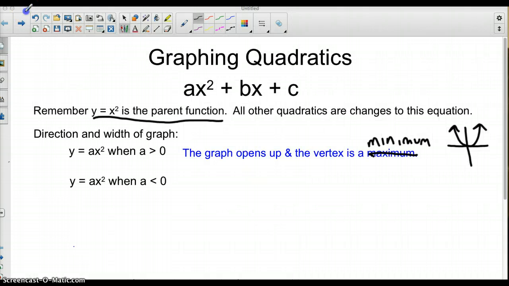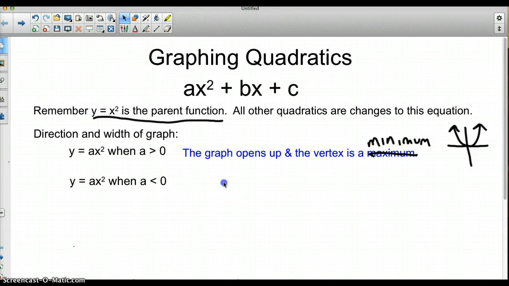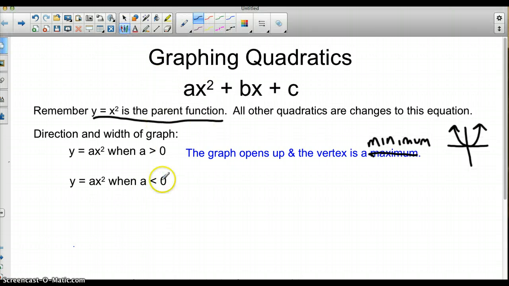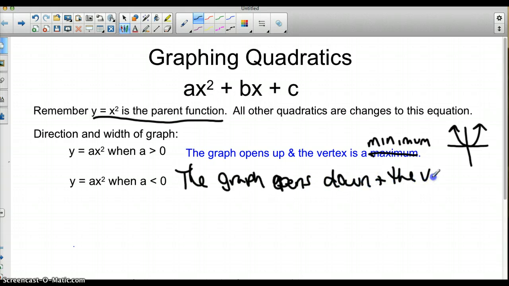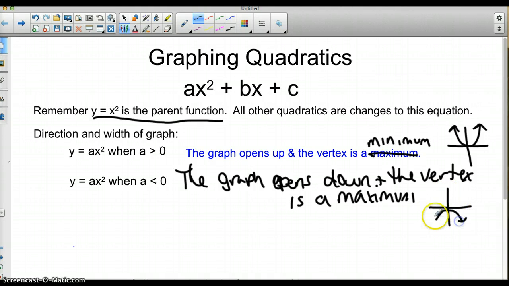So remember yesterday we said that when we have our graphs, if a is less than 0, then we will have that the graph, you may want to write this, opens down, and the vertex is a maximum. And then draw yourself a picture so it opens downwards this way.